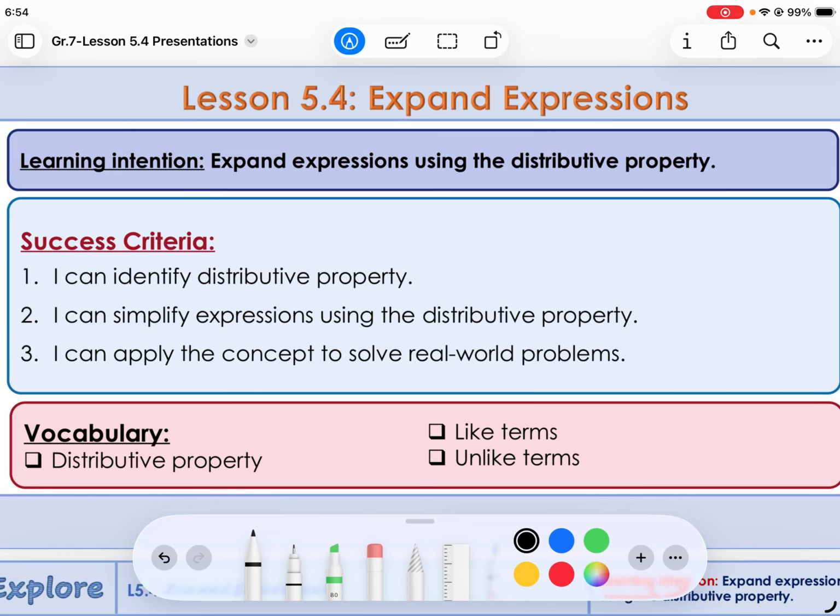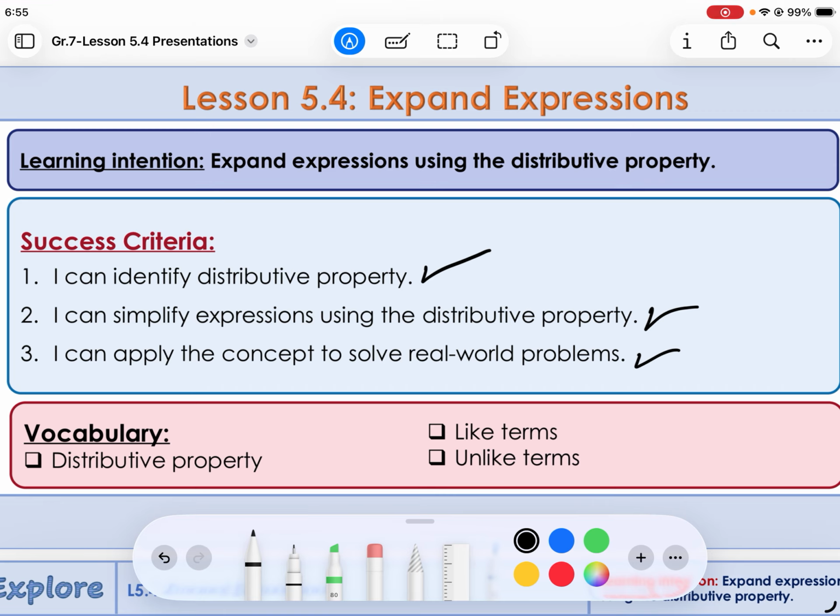Today's lesson is 5.4, expand expressions. So, the learning intention of today's lesson is to expand expressions using the distributive property. In order to do that, by the end of this lesson, you will be able to identify the distributive property. You will be able to simplify expressions using the distributive property. And finally, you will be able to apply the concept to solve real-world problems.